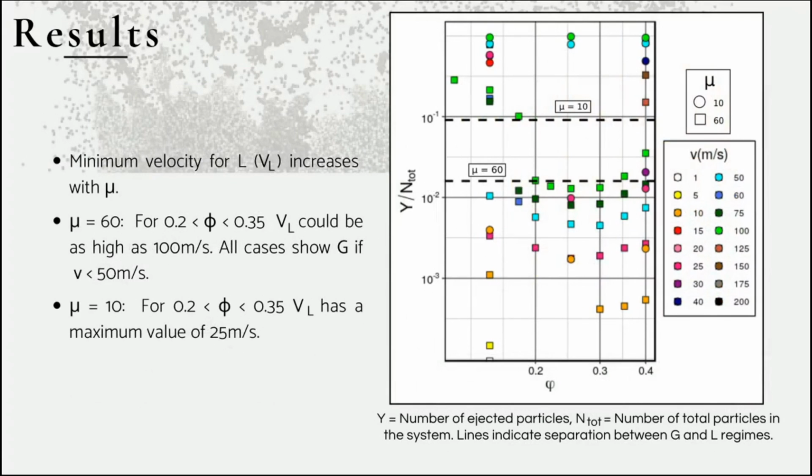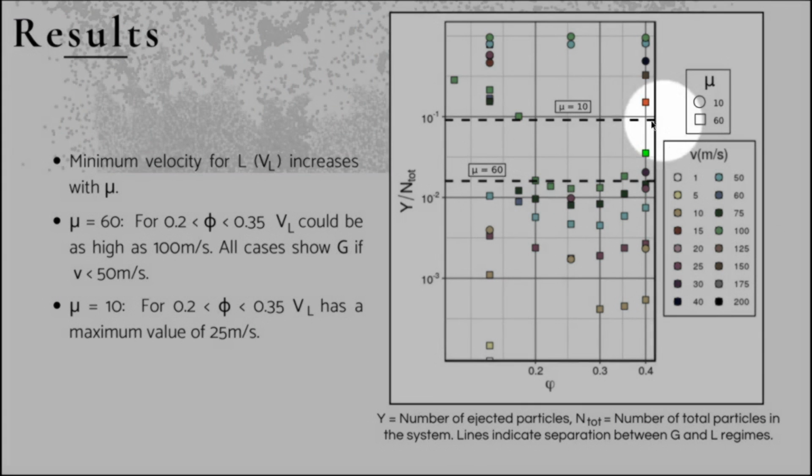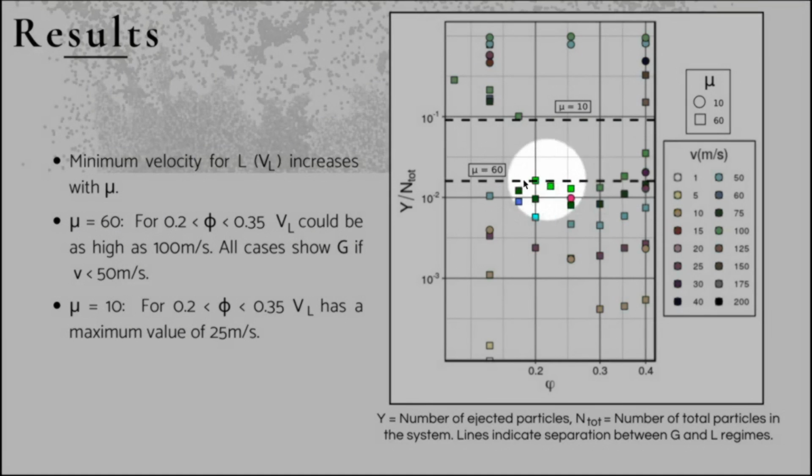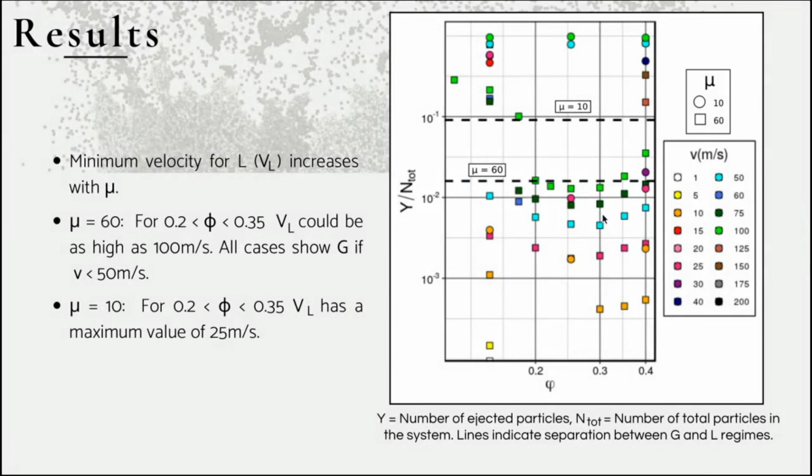Finally, we show a complete image with all the results we have. This figure represents the number of total ejected particles normalized to the total number of particles in a system, meaning the number of particles in the projectile plus the number of particles in the target, as a function of filling factor. Shapes are for mass ratio and colors are for initial velocities. So, if we have more ejected particles than particles in the projectile, the target loses mass, and this line represents this threshold for both cases, mass ratio 10 and mass ratio 60. The dots under the line indicate growth in each case.